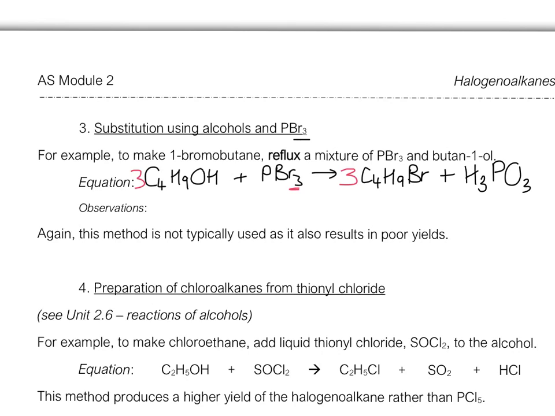Okay, and our observations are quite simple this time. Where phosphorus pentabromide was a yellow solid, phosphorus tribromide is a colourless, pungent liquid. Okay, and again, your note there at the bottom that we don't usually use this method because it gives us poor yields as well.